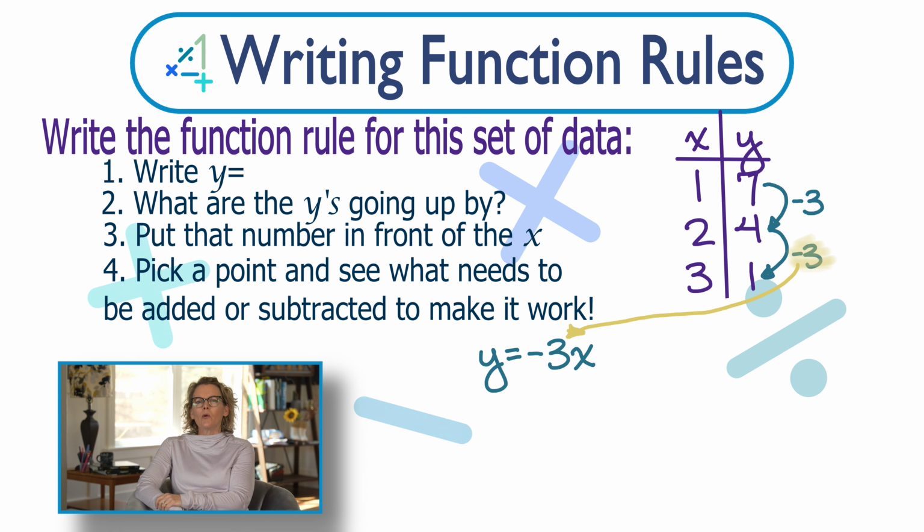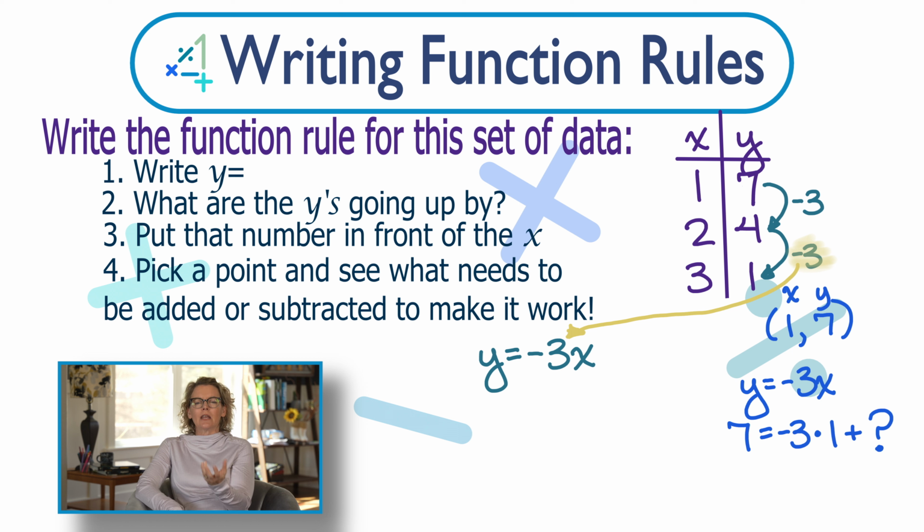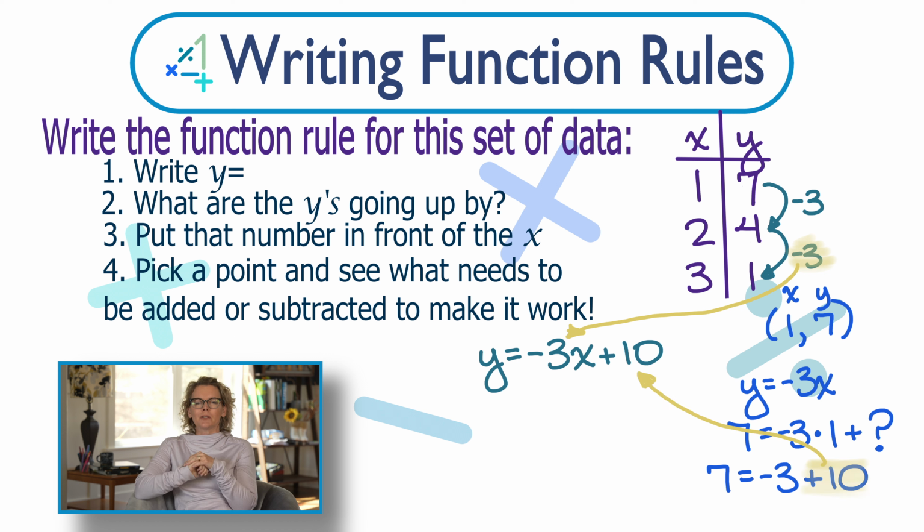We'll use that point 1, 7 and put in the y and the x. 7 equals negative 3 times 1 plus or minus some unknown. How much more does negative 3 need to get up to 7? One way to think of it is that I need 3 to just get me to 0, then another 7 from there for a total of 10. So my function rule is y equals negative 3x plus 10.